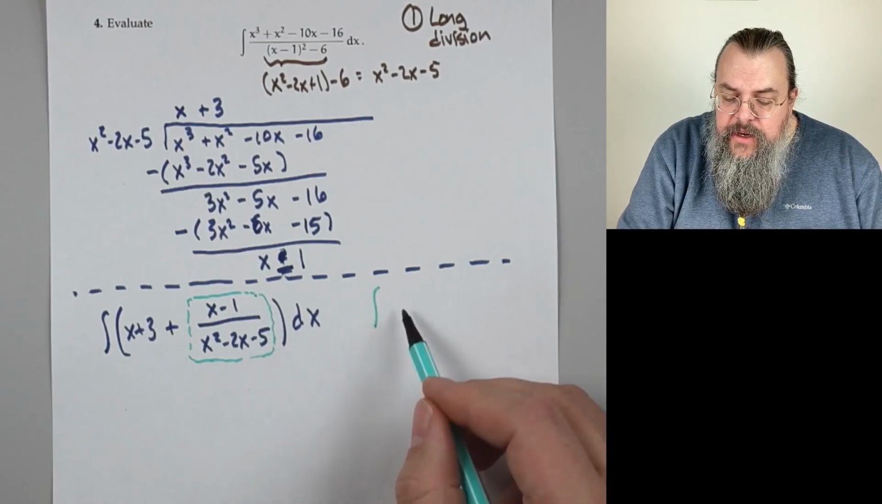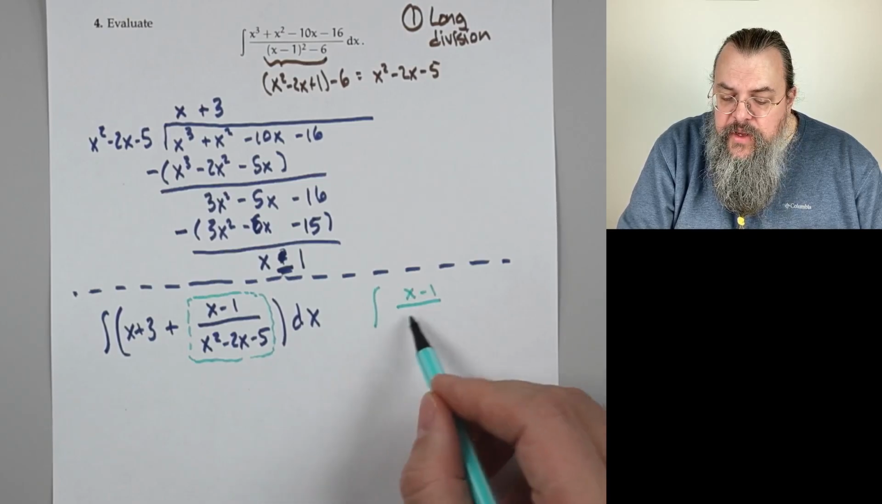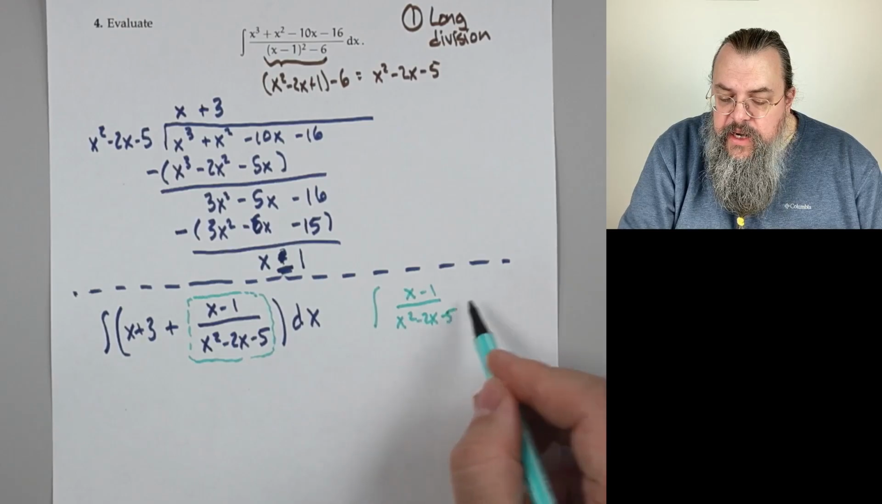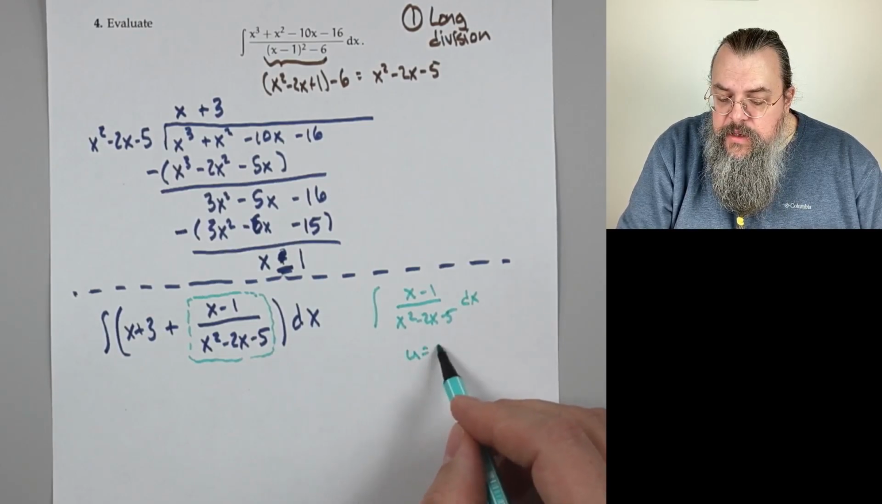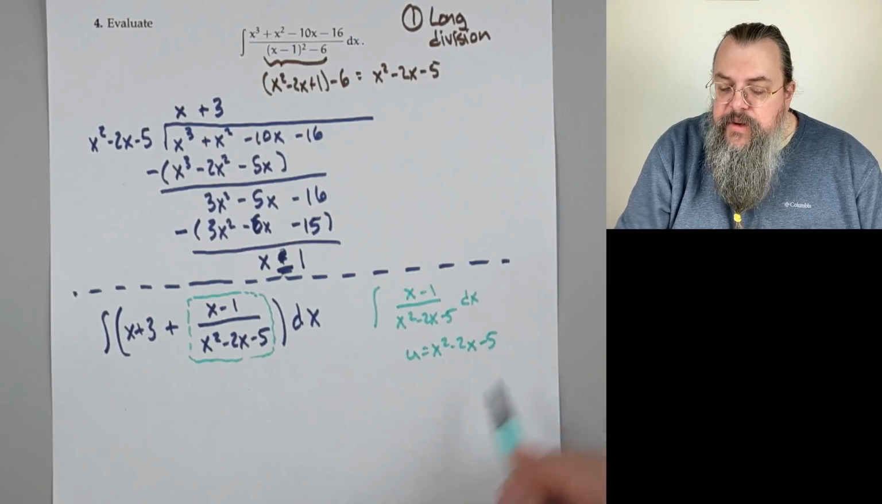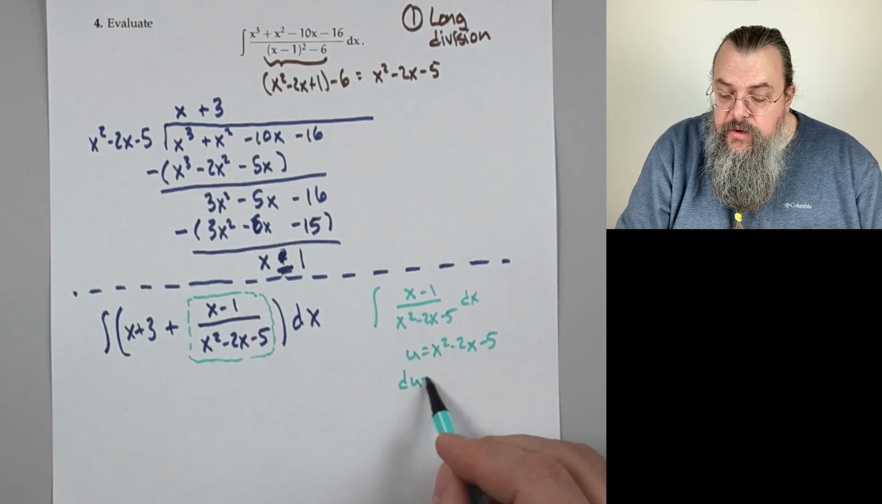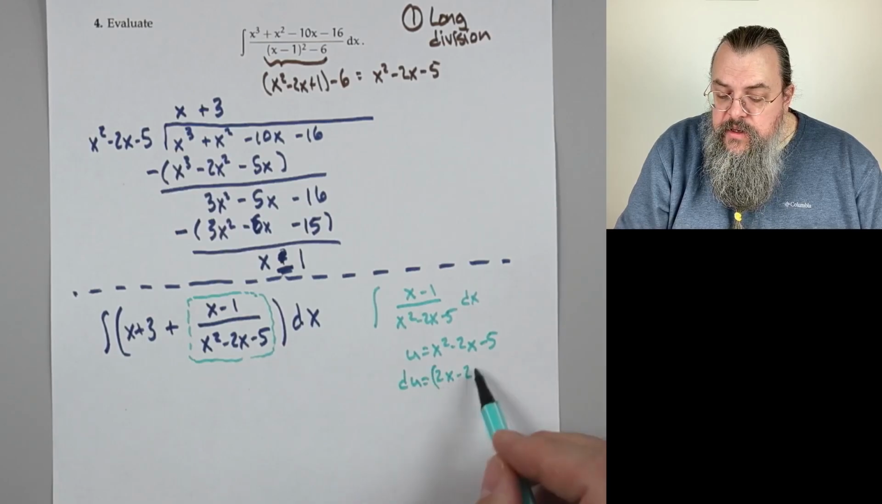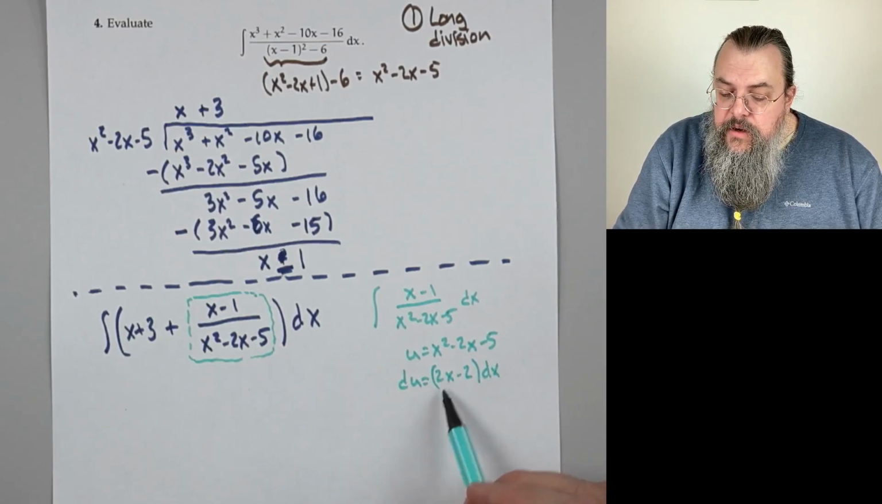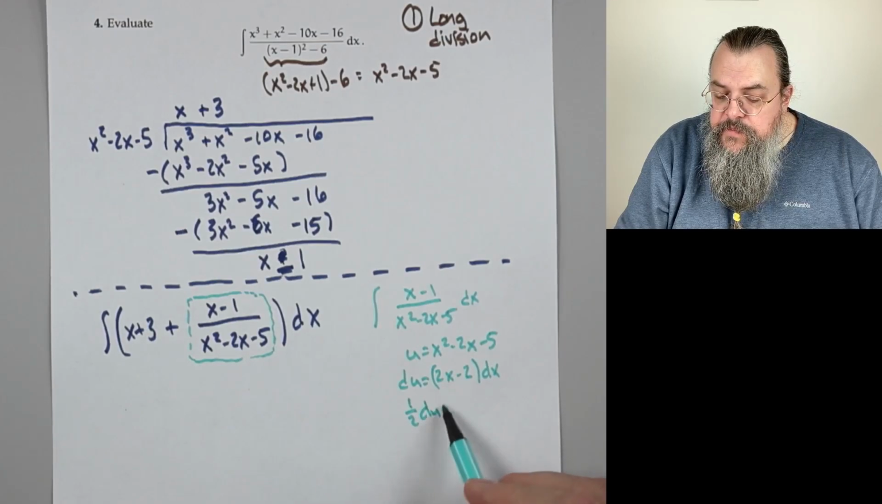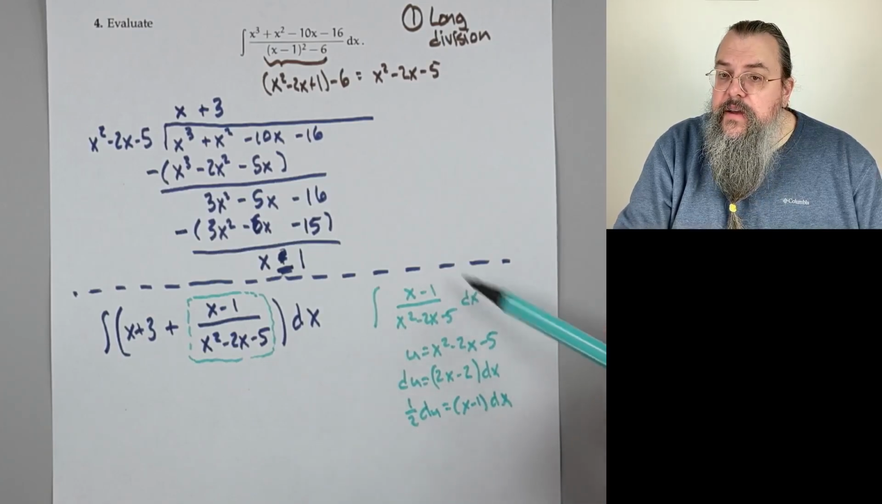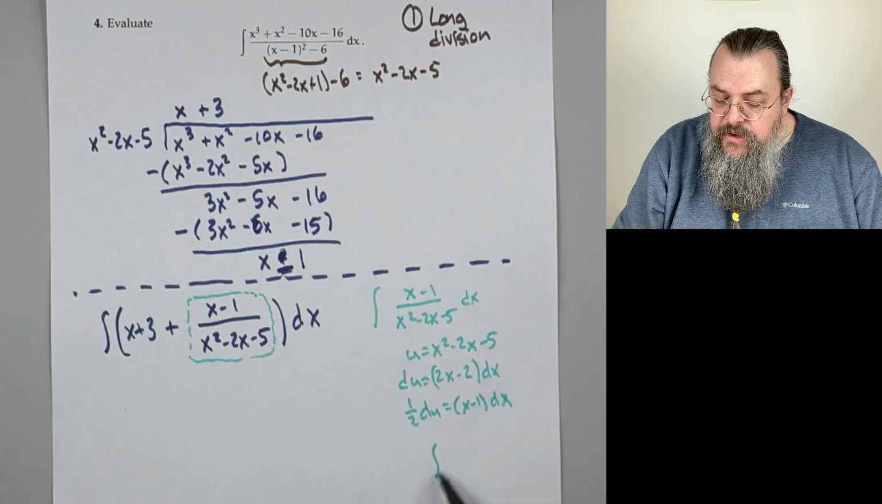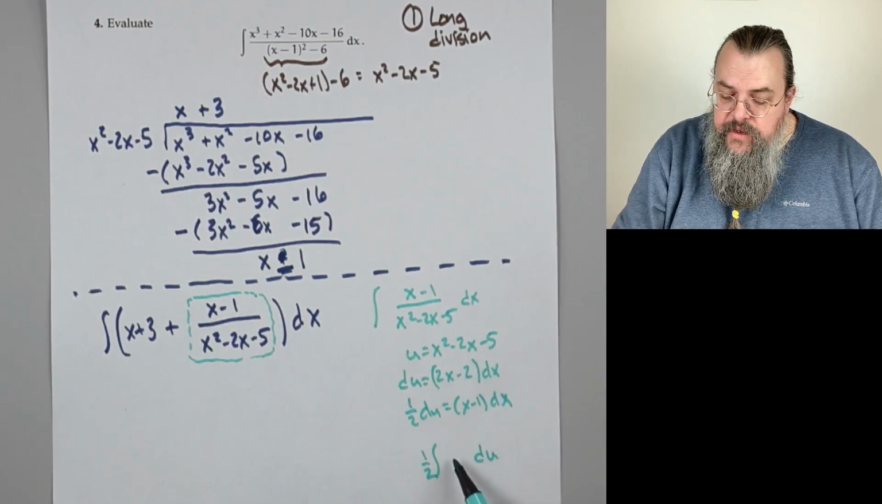So if we think about it here, x minus 1 over x squared minus 2x minus 5, if we set u equal the denominator, x squared minus 2x minus 5, du would be 2x minus 2 dx, take the derivative, and then I say, oh, move the half across. So half du is x minus 1 dx. Well, we have an x minus 1 dx. So this really becomes the integral of, we have a half du, move the half to the outside, and then the x squared minus 2x minus 5 is a 1 over u.